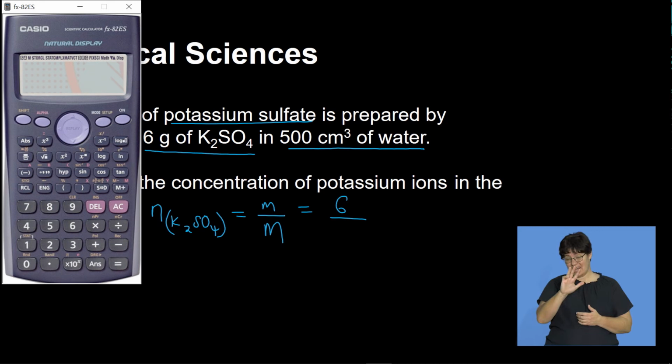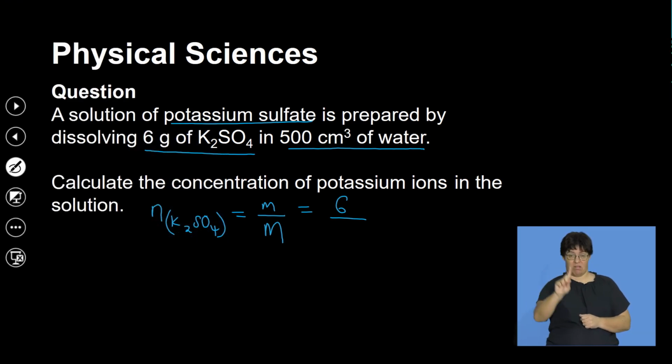So it's going to be 39 multiplied by 2, plus sulfur, which has a mass of 32, there's only one sulfur there, plus oxygen, which is 16 times 4. What does this give us? It gives us 174 grams per mole. So that's the molar mass, 174 grams per mole.